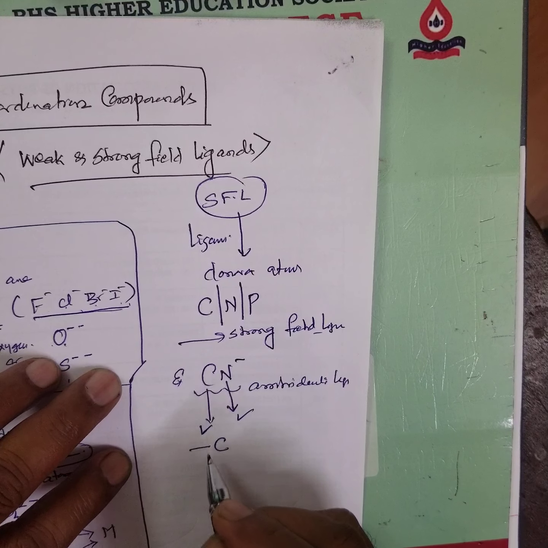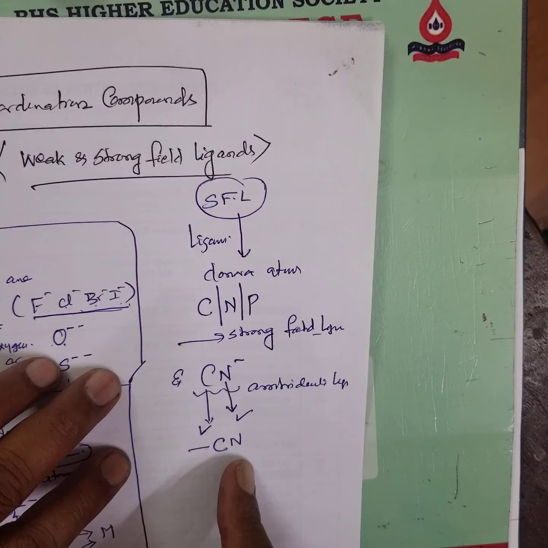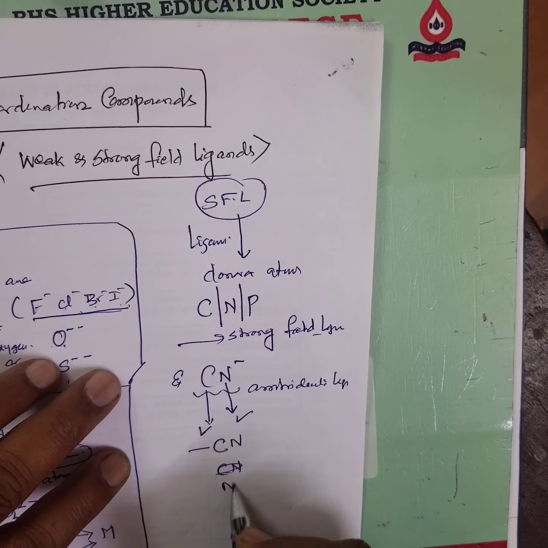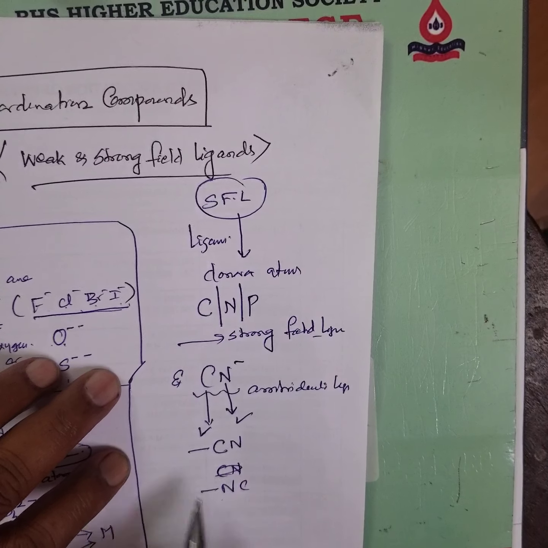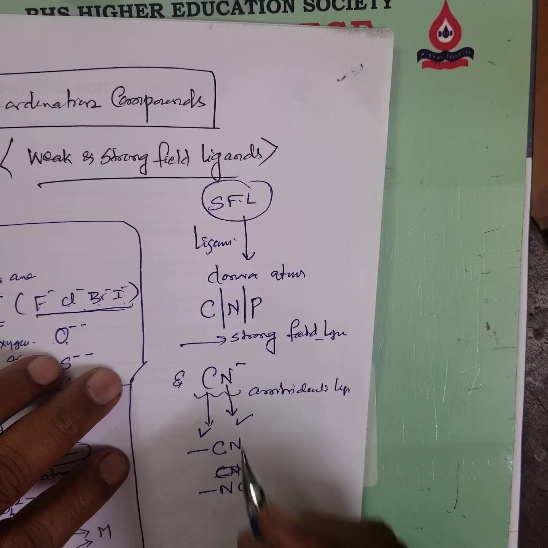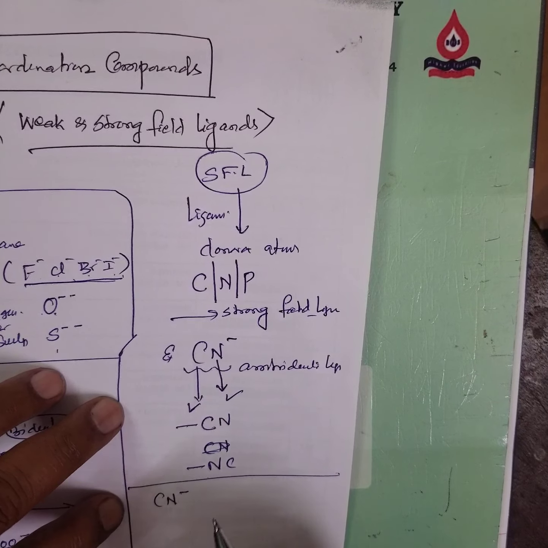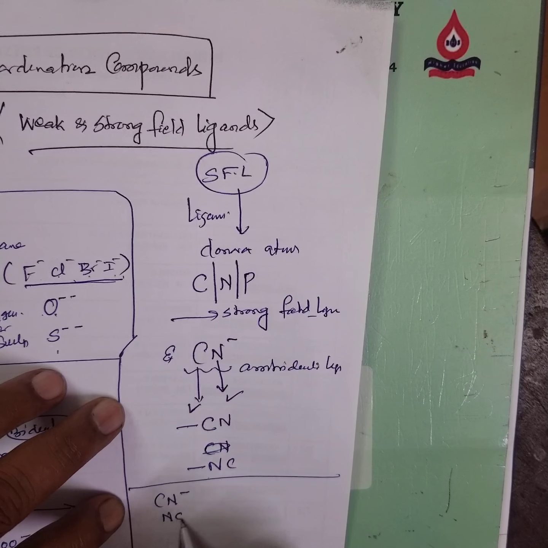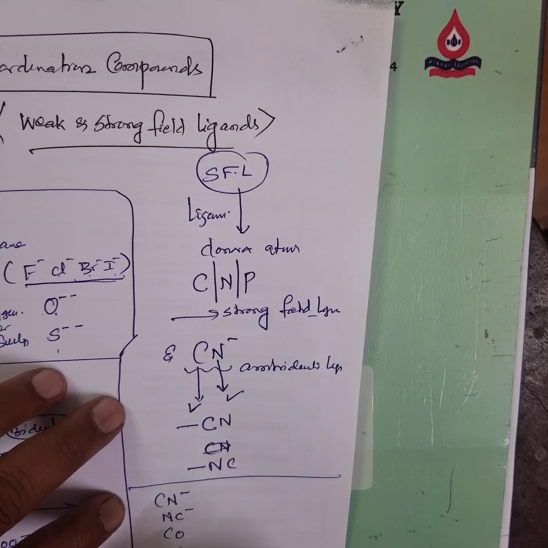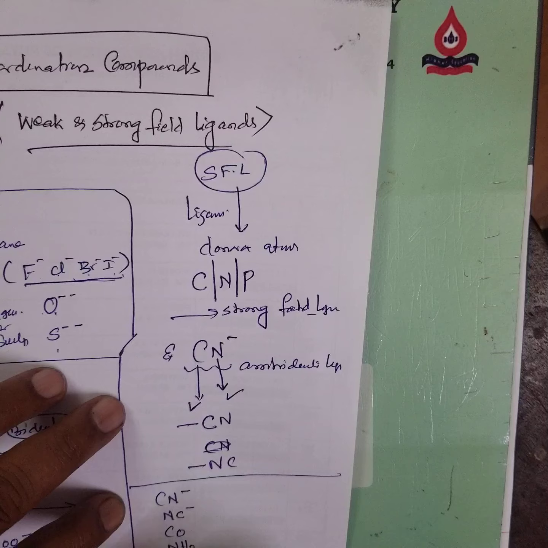See, here the carbon is the donor. If nitrogen is the donor, I will write like this. Here nitrogen is the donor. Here carbon is the donor. Therefore, CN, NC. Here carbon monoxide, nitrogen is the donor here.